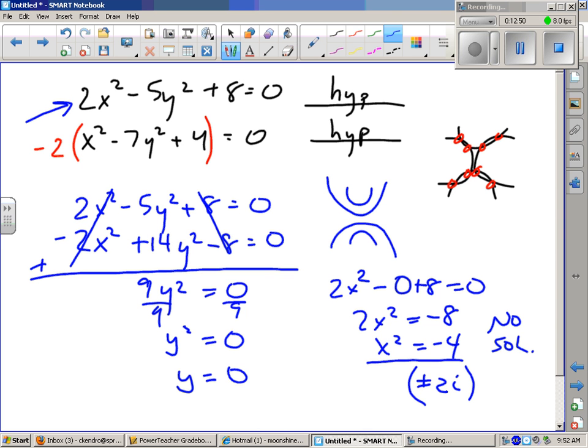So, all right, those are the different things you'll run into. The two different ways: you either isolate and substitute, or you use elimination. So those are your two ways you're going to do these. And if you get a negative with the x squared, that means there is no solution.